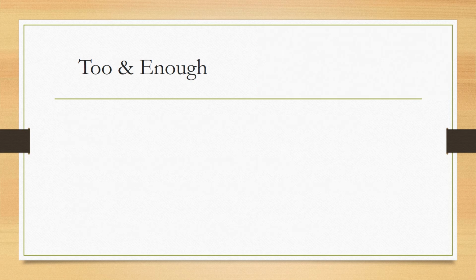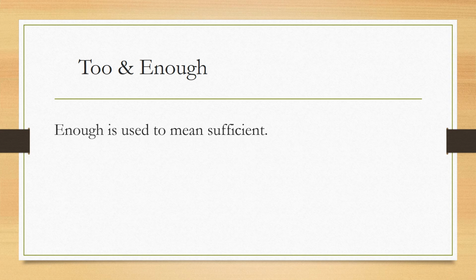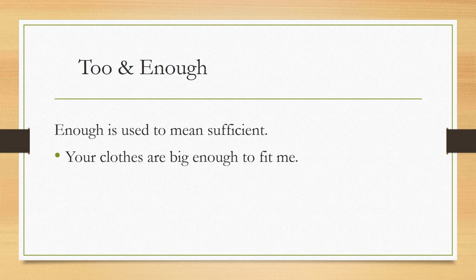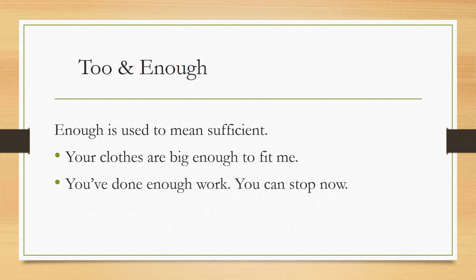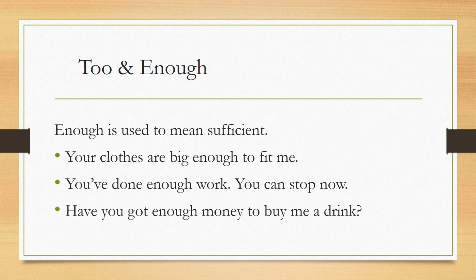Now we're going to study enough. Enough is used to mean sufficient. Your clothes are big enough to fit me. You've done enough work. You can stop now. Remember, enough means sufficient. In that example, you've done enough work. You can stop now. It means that this person is very advanced with his work. He can take a break. He's done enough work. Have you got enough money to buy me a drink? Remember, enough money means that you have enough that you can buy something.